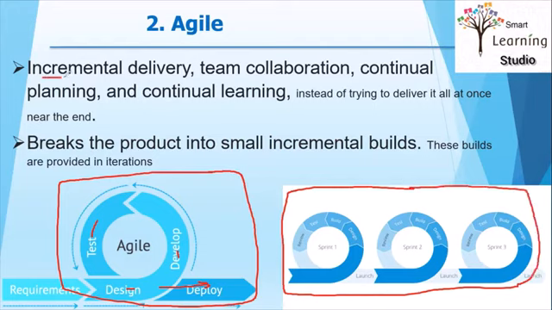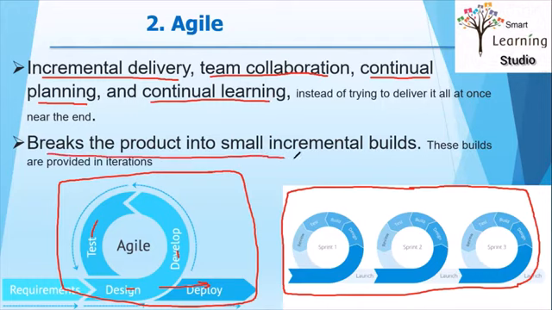So we can see that it has an incremental delivery, team collaboration is good, it is continual planning since you are developing very small parts and submitting, and there is a continual learning process. It overall breaks the product into very small incremental builds. These builds are provided in iterations. So in a way, we can say that small development, testing and deployment keeps the project going on.